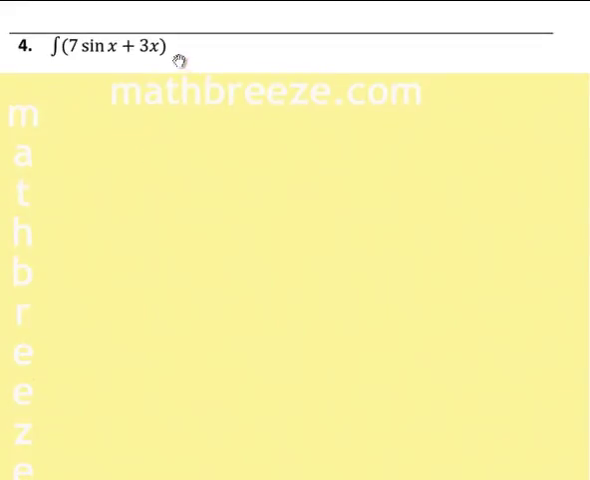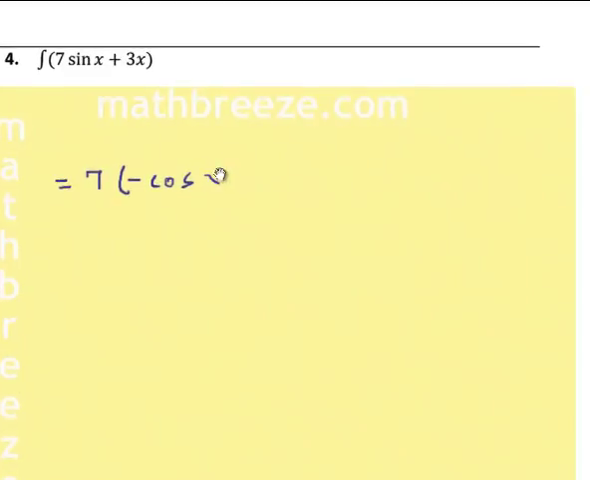In number 4, we're integrating a function involving sine x. Let's remember that the derivative of cosine x is minus sine x. So the derivative of minus cosine x would be sine x. So we have 7. When we integrate, we have 7 times minus cosine x. And now the derivative of 3x, we're just going to use the power rule. That would be 3x squared over 2. And we add on the constant.